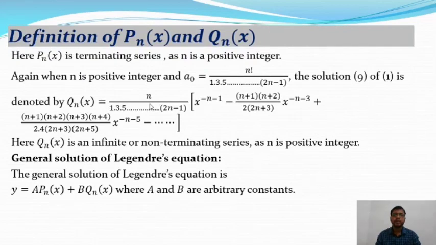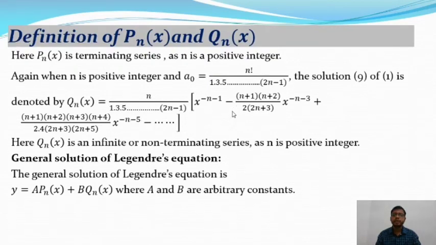It is equal to, after putting the value of a0, n factorial by 1 into 3 into 5 and up to 2n minus 1 into x to the power minus n minus 1, minus n plus 1 into n plus 2 by 2 into 2n plus 3 into x to the power minus n minus 3, plus n plus 1 into n plus 2 into n plus 3 into n plus 4 by 2 into 4 into 2n plus 3 into 2n plus 5 into x to the power minus n minus 5 and up to infinity.